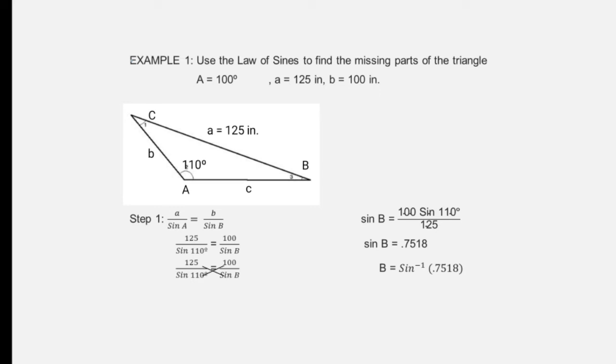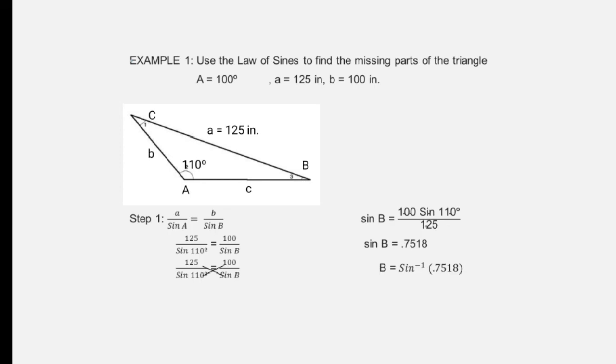Using the calculator, we get sine B equal to 0.7518. Since we're looking for the angle, it doesn't make sense that our angle will be 0.7518. So to do that, we can again use a calculator. Just push shift and sine and put 0.7518 to get the angle, and we will get B equal to 48.74 degrees. And that's how we get the angle B.